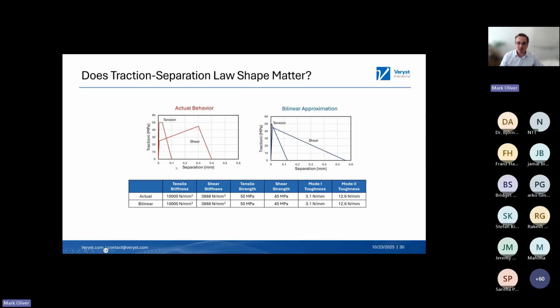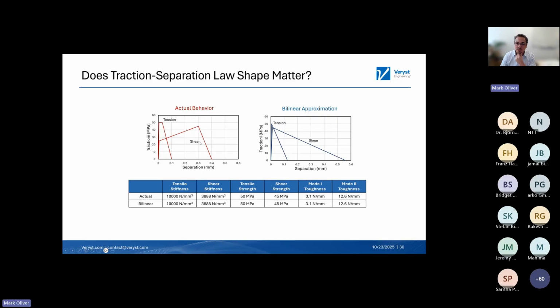So these two traction separation laws, the one on the left, we're calling the actual behavior. This was calibrated by going in the lab, running the DCB and an end-notch flexure test to measure what the traction separation law looks like, and then fitting a trilinear model to that. The one on the right is the bilinear approximation for the same material. If you look down in this table, these two material models have the same stiffness in tension and shear, the same ultimate tensile strength, the same shear strength, and the same toughness in mode 1 and mode 2. But clearly they're not the same, right?